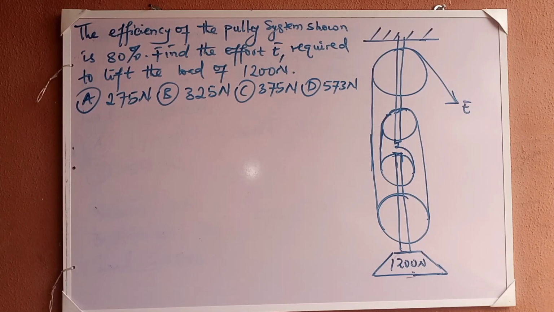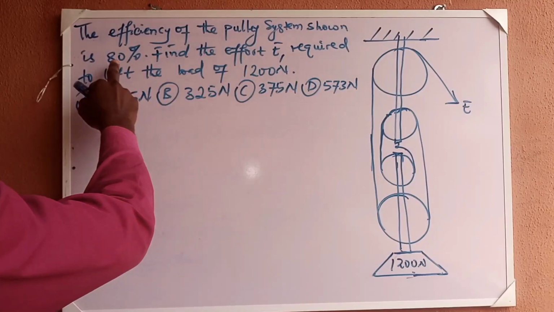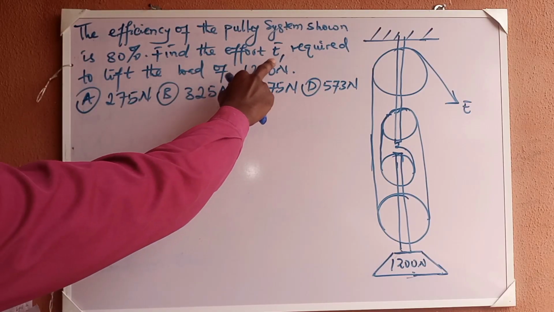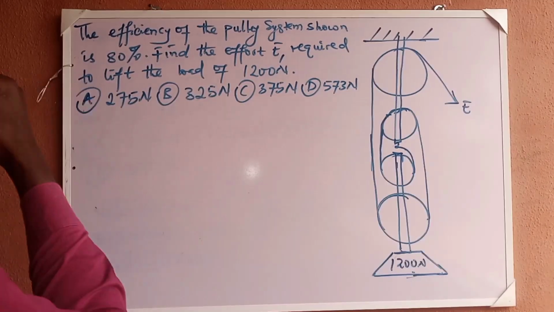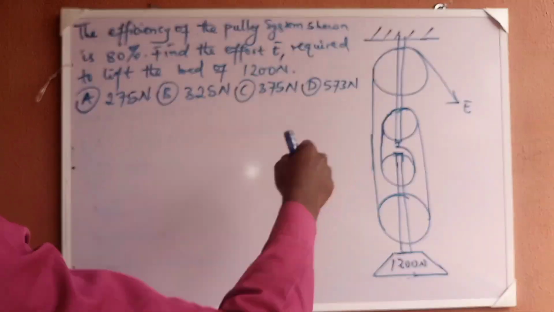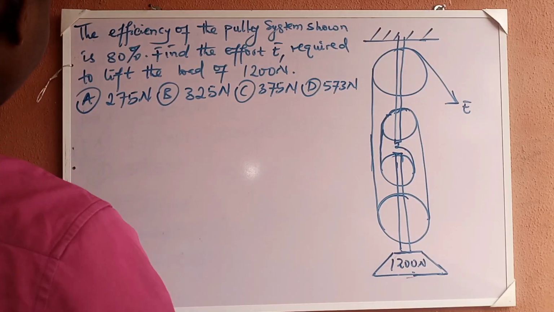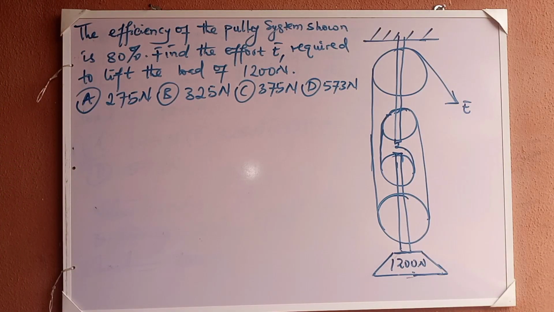Today's video, we're going to begin with pulley systems. And this is the first question we are starting with. The question says, the efficiency of the pulley system shown is 80%. Find the effort E required to lift a load of 1,200 Newton. This is the system shown. So we're looking for the effort required to lift this load of 1,200 Newton.